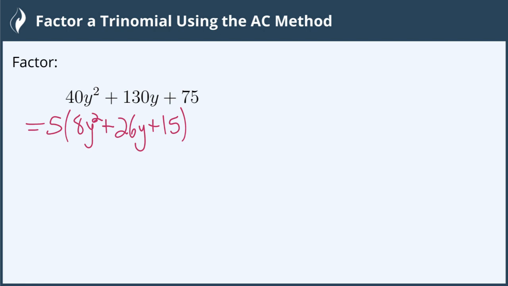So what we're going to do is first identify our A value and our C value. A is 8 and C is 15. So what does that do for us? Well, A times C is what I get when I multiply those two numbers. 8 times 15 gives me 120. Now, I'm also going to identify my B value. The B value is what's in front of the y. So in this case, our B is 26.